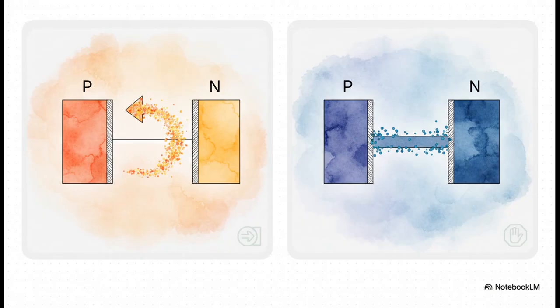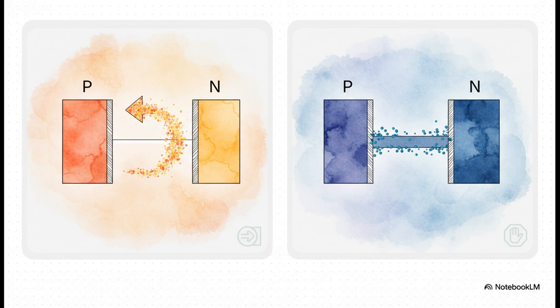So how does it do that? Well, the magic is all in its internal structure. When current flows the right way, what we call forward biased, a tiny internal barrier shrinks down, letting the electricity pass right through. But if the current tries to reverse, that barrier instantly gets wider, blocking the flow completely.